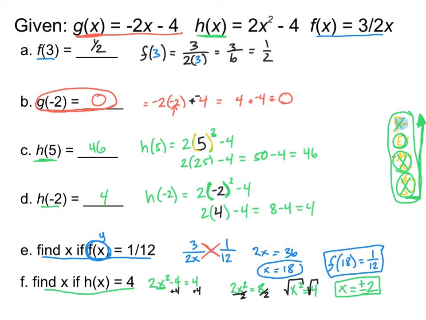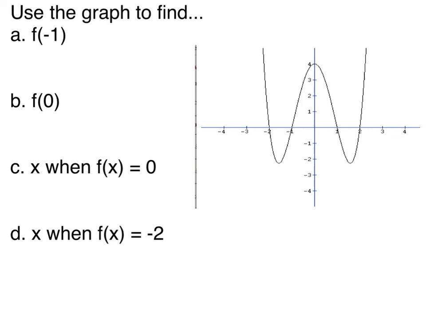So again, solving equations, I go backwards through the order of operations. If I know a value, I go through the normal order of operations. That's the difference. Last thing here, using function notation and using it on a graph.